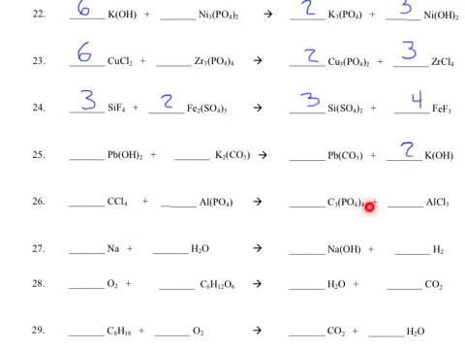I got 4 PO4s, and here I only have 1, so I'm going to multiply by 4. As soon as I do that, I have 4 aluminums, so I need to have 4 aluminums here. I need to multiply by 4, because 1 times 4 is 4. But 4 times 3 is 12 chlorines. What times 4 equals 12? 3 times 4 equals 12. Now when I do that, that gives me 3 carbons, and look, that's what I needed. Just like magic.